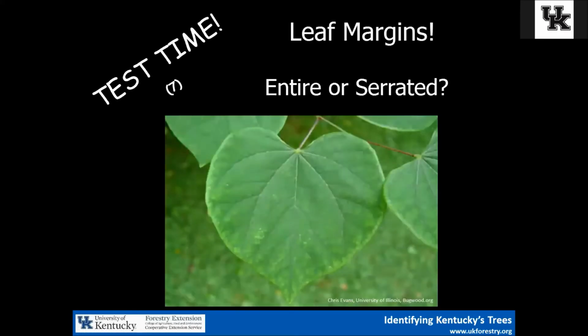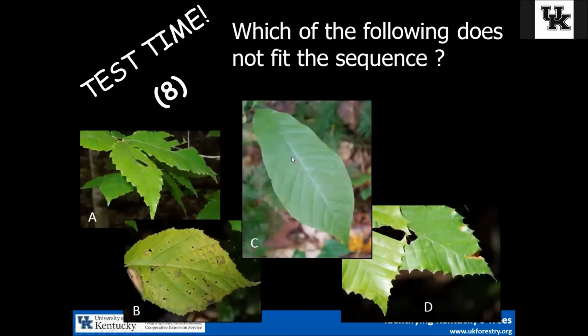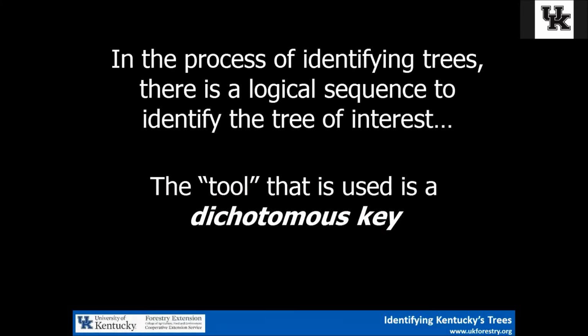Number 7, leaf margins. Is this entire or serrated? That's right, it's entire. This was actually our example, our redbud. It has a nice, smooth, entire leaf margin. Okay, which one of these does not fit the sequence? A, B, C, or D? Bet you got it. Yep, that's right, C. The pawpaw leaf does not fit the sequence. It has a nice, smooth margin. There's no indentations or anything. And our sequence with A, B, and D is clearly serrated, like this beech here, clearly serrated leaf margins. Bet you did good. Well, good job.